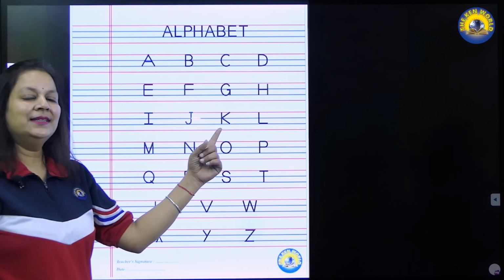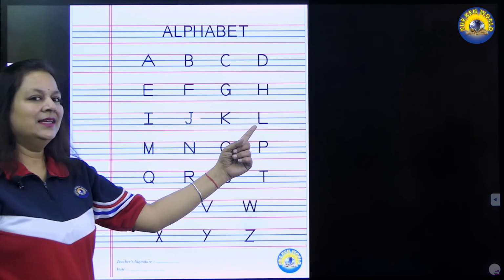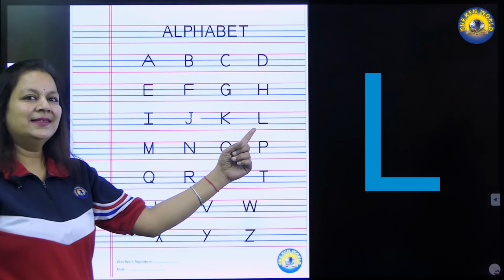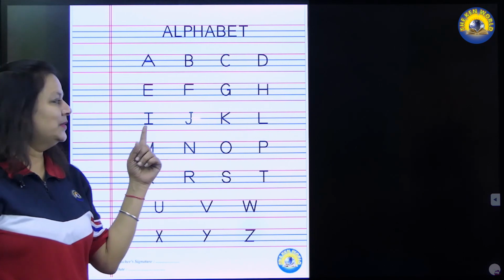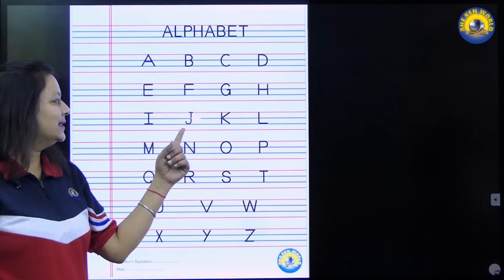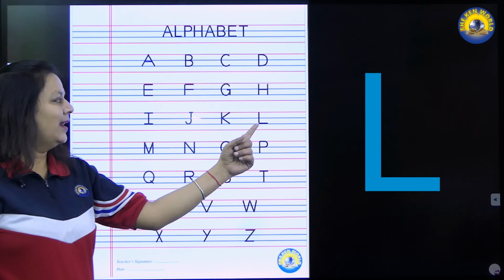The next letter is K. K says K. After K, it's L. L says L. L says L. Let's recall. I says I. J says J. K says K. L says L.